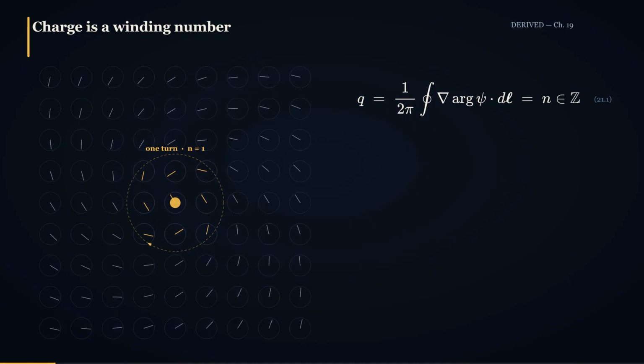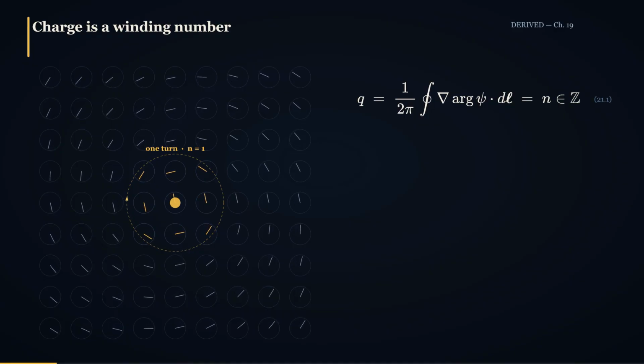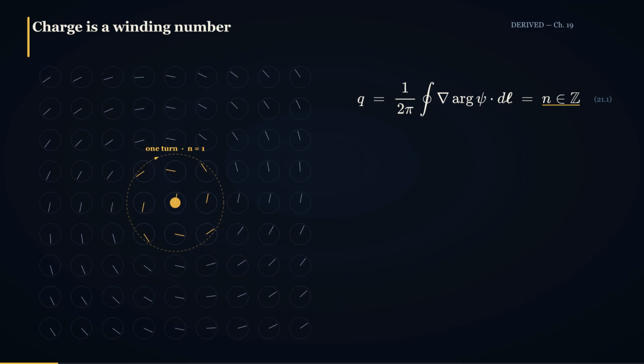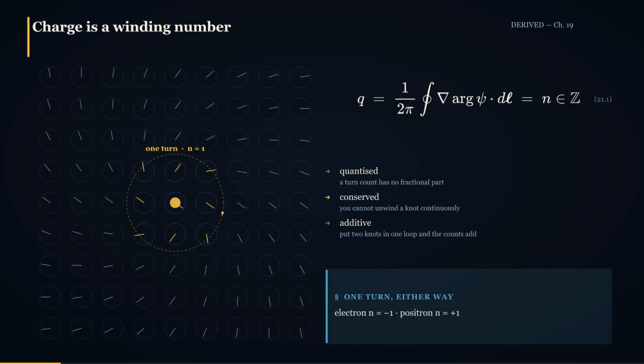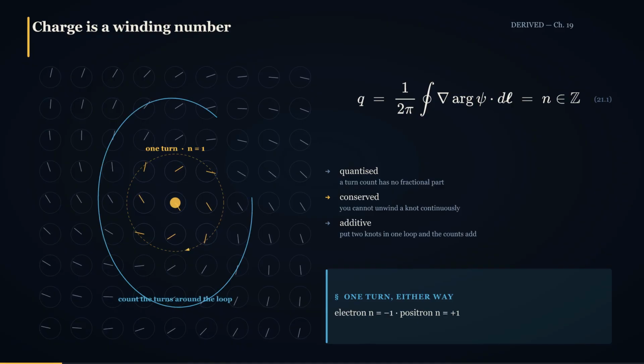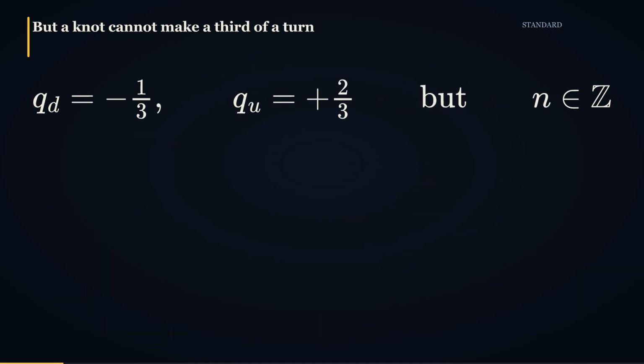Winding numbers are integers, so charge comes in whole units, is conserved, and adds up, with no continuous dial to tune. The electron is 1 turn one way, the positron 1 turn the other. Now look at the quarks, and the picture breaks.